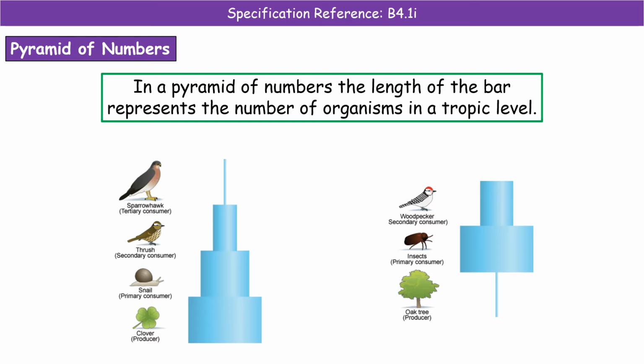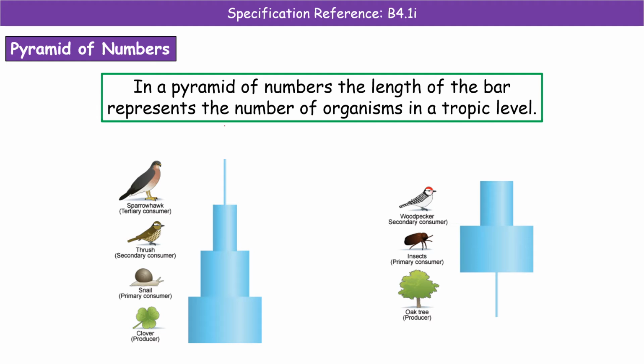We need to know about two types of pyramid. The first one, the pyramid of numbers, is just as the name suggests. It is a pyramid showing the number of each of those trophic level species. Because it's about the number, then quite simply the length of the bar tells us how many organisms there are. This means we won't always have a pyramid-shaped pyramid of numbers.